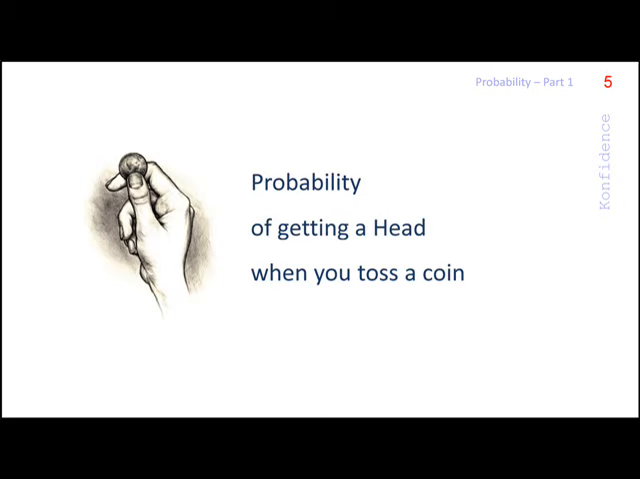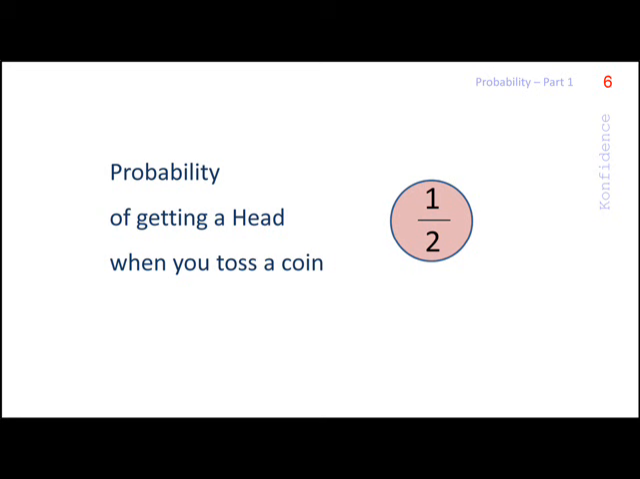Let us start with a simple and frequently used example, that of tossing a coin. What is the probability of getting a head when you toss a coin? I'm sure you would have got the answer as 1/2. But how did you get that answer? Let us analyze the situation.